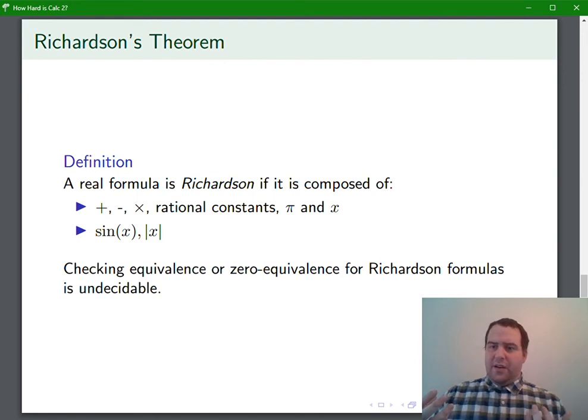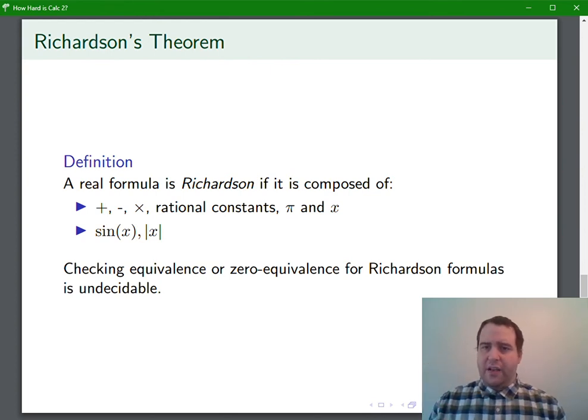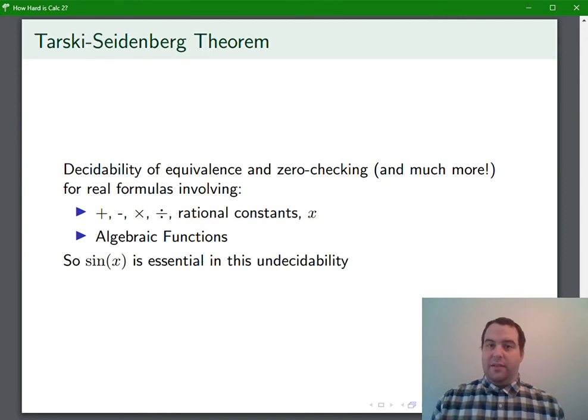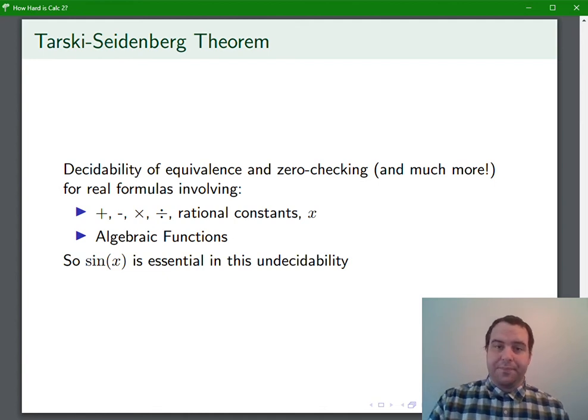And what's going on here is actually the thing that goes wrong with these Richardson formulas is that because you can talk about sine, you can talk about the integers. Right, the integers are just values of x where sine of pi x is equal to 0. And so this allows you to talk about integers in ways that these formulas here, these algebraic formulas, can't. And that's the issue.